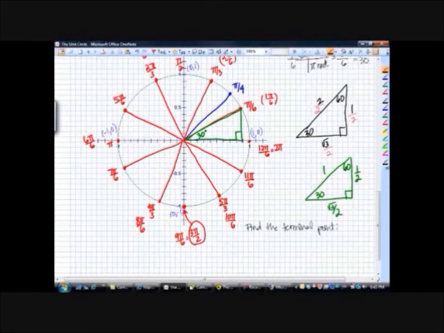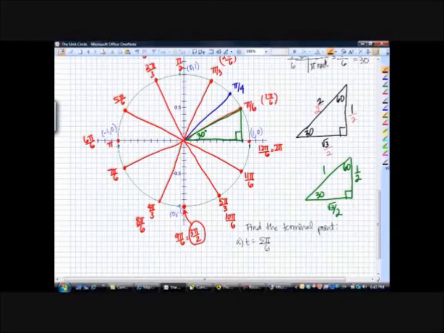Let's find the terminal point for t equals 3 pi over 4. 3 pi over 4 is 3/4 of pi. Oh, we just did that, sorry. Let's do 2 pi over 3. Or no, sorry. Let's do 5 pi over 6.